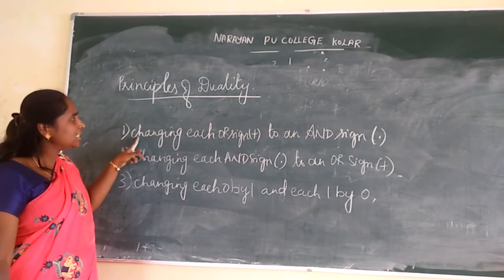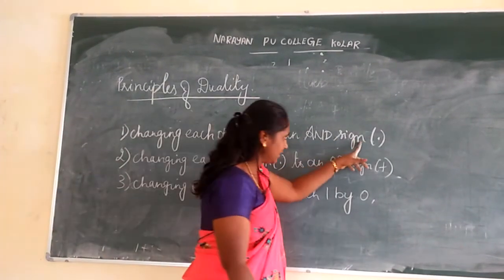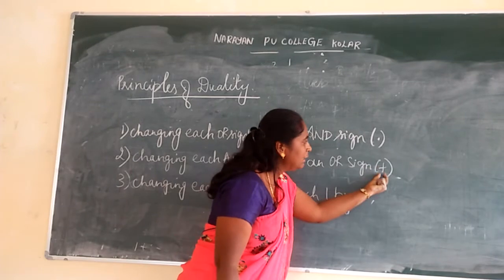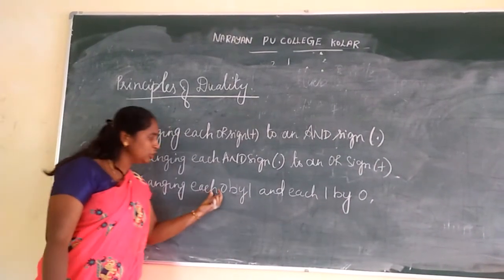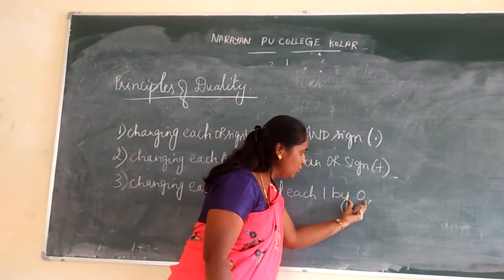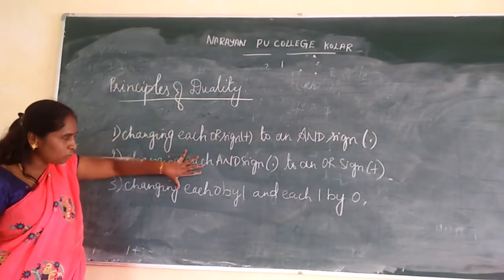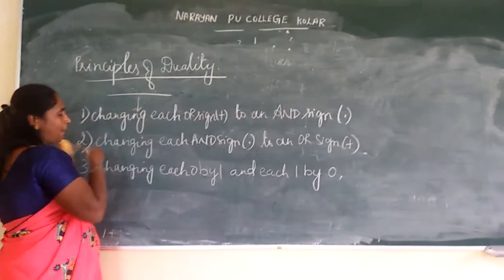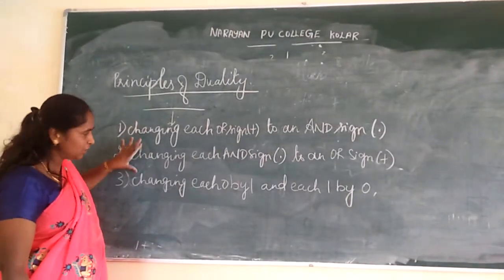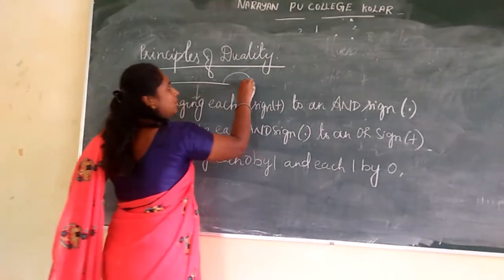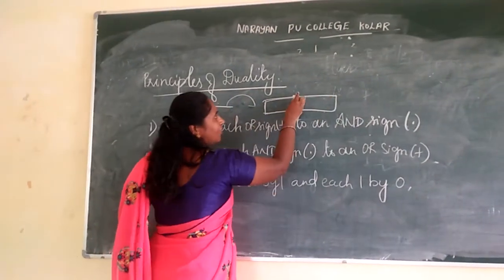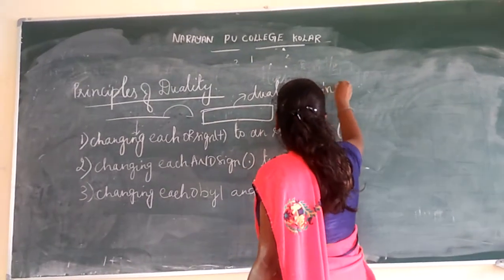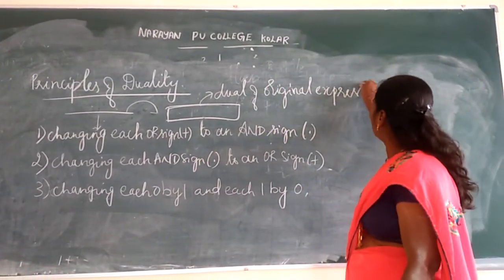What does that mean? Changing each OR sign to an AND sign. Next one, changing each AND sign to an OR sign, that is plus. Next, changing each 0 by 1 and each 1 by 0. When you apply these rules or principles on one Boolean relation, the derived relation gives a new Boolean relation. That relation we call the dual of the original expression.